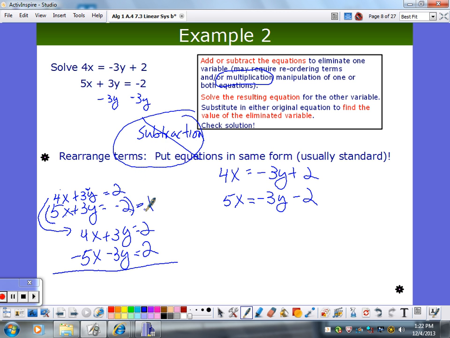Because subtraction is confusing. Do you have to do this? No, I could have subtracted. But I'm telling you, most people make mistakes doing that. I much prefer multiplying through by negative 1.